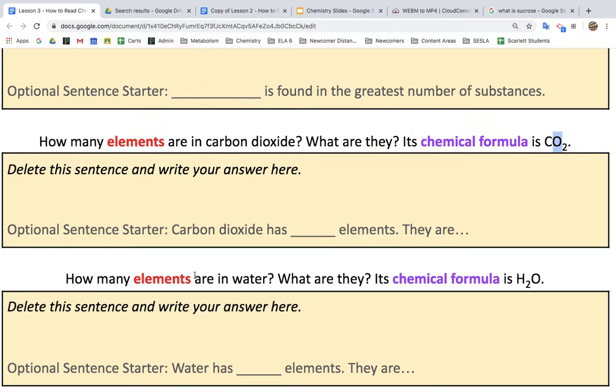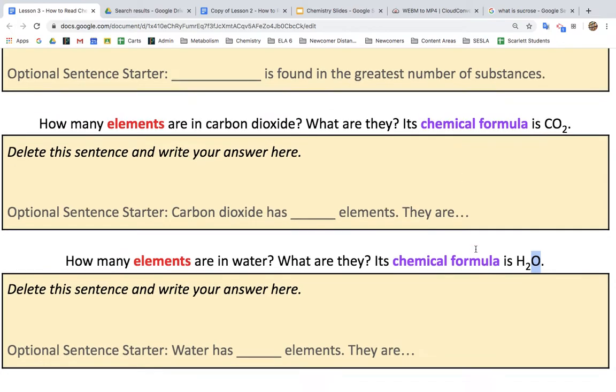How many elements are in water? What are they? Its chemical formula is H2O. So let's look. There's 1 element, and here's 2 elements. What are those elements? Look up at the periodic table.